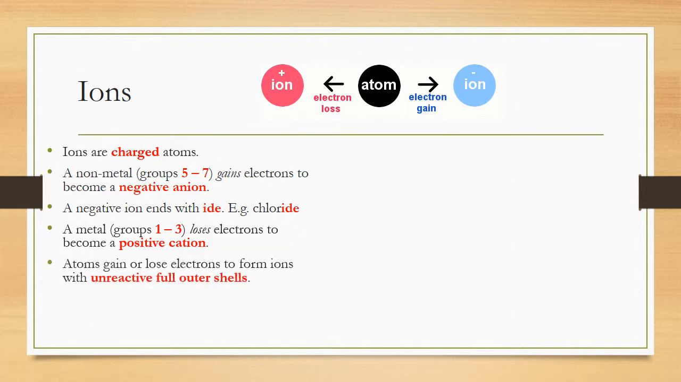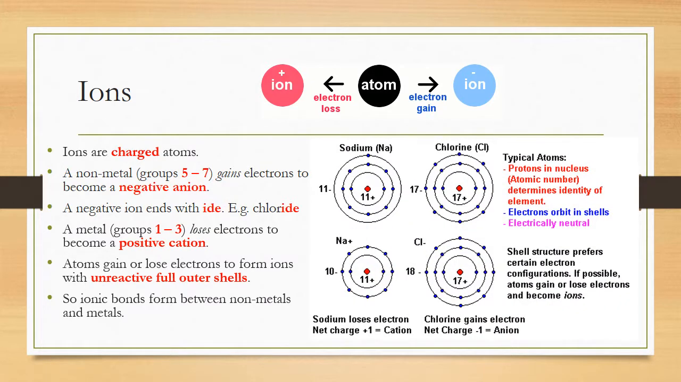And atoms gain or lose electrons to form ions with unreactive full outer shells. What happens is they lose electrons and their outer shell, their valence shell, becomes full, so they're now stable. So ionic bonds form between non-metals and metals. One gains electrons, the negative ion. One loses electrons, the positive ion, to become stable. And here's an example here: sodium and chlorine.